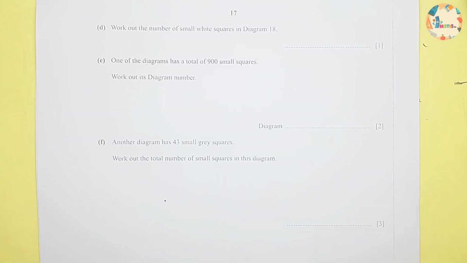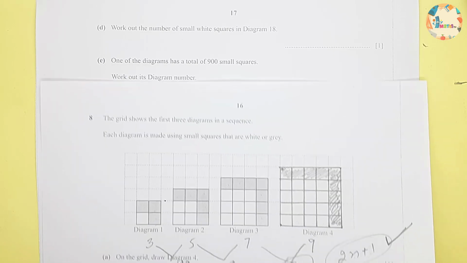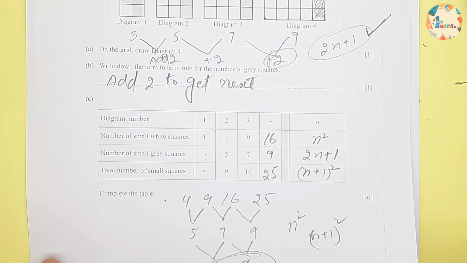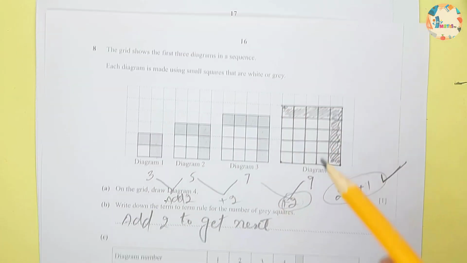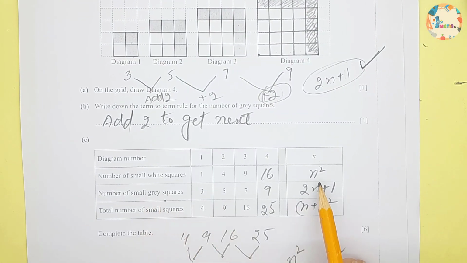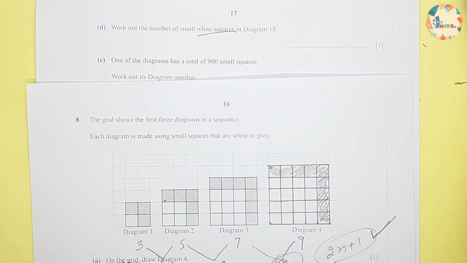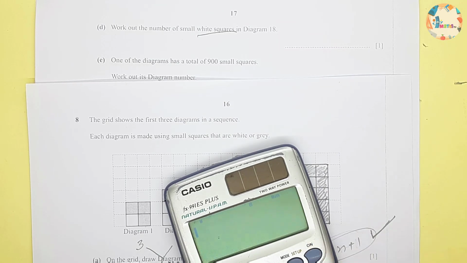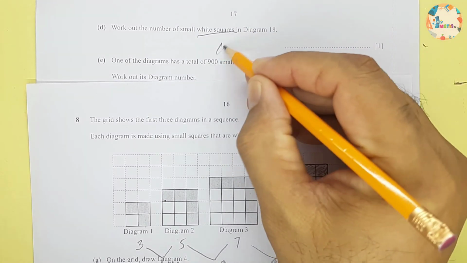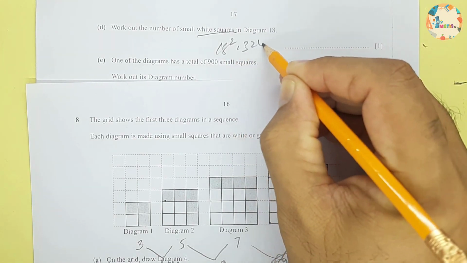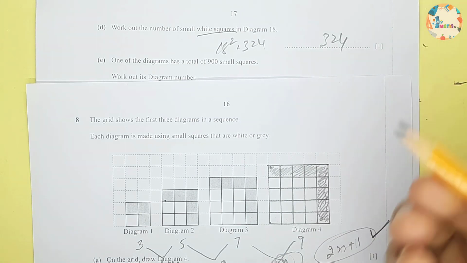Work out the number of small white squares in diagram 18. So for diagram 18 we have to calculate, and the diagram is giving us white squares. For white squares we have the formula n square, so it will be 18 squared. So 18 squared will be equal to 324. Our answer will be 324.